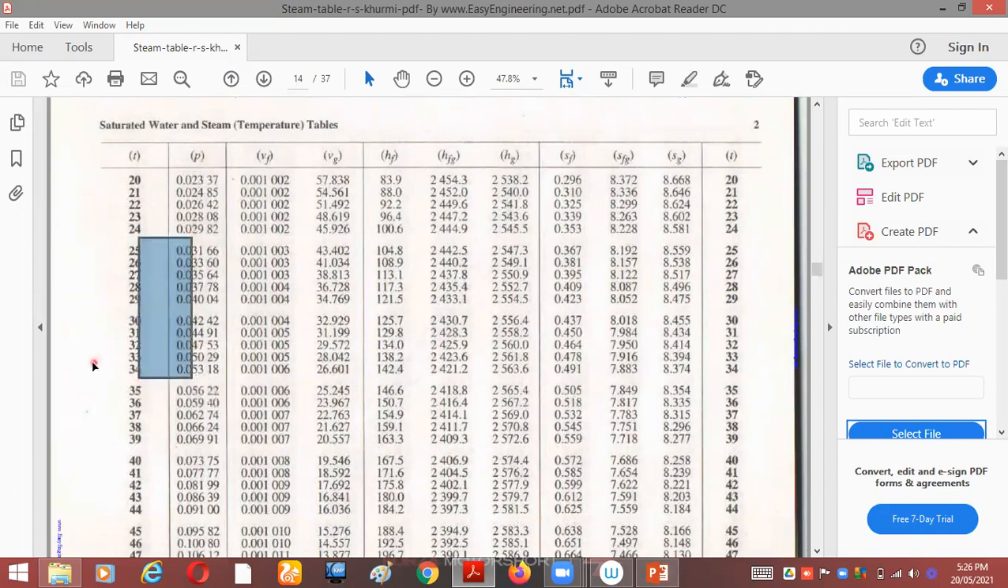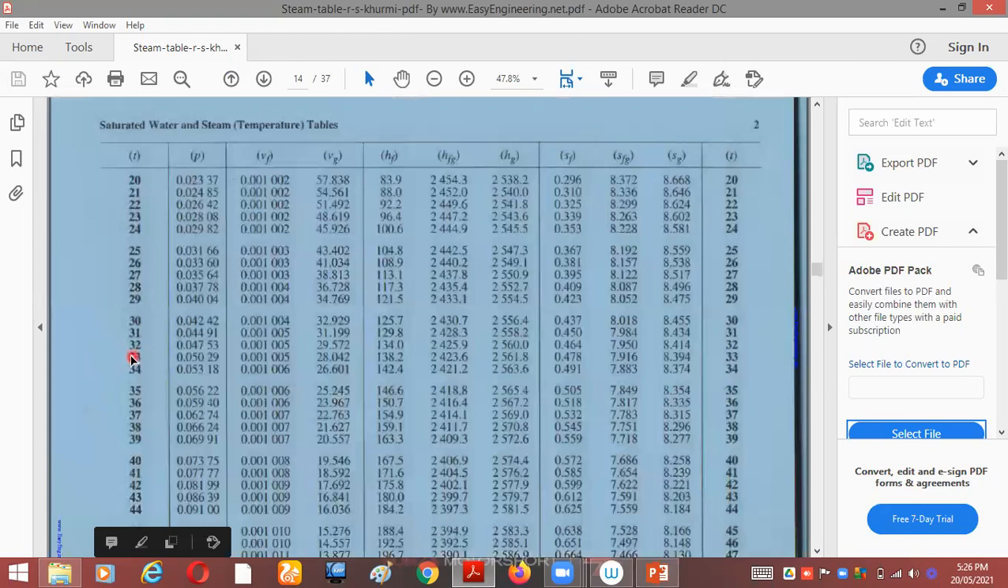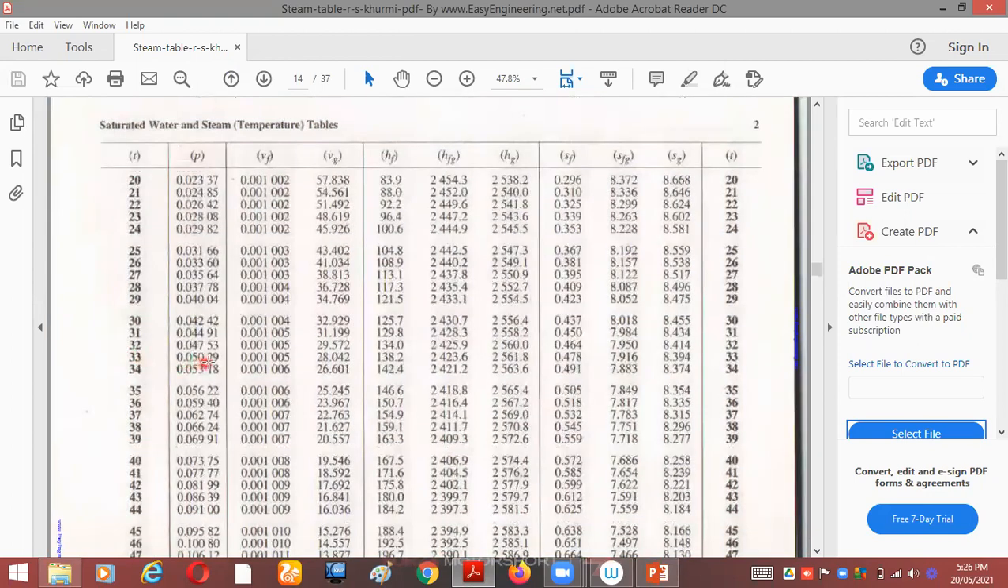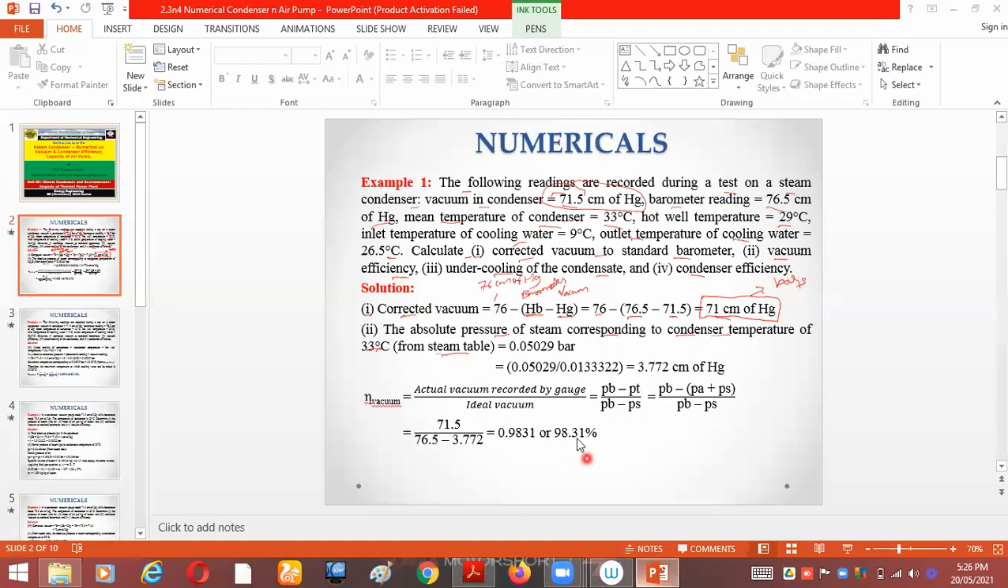For 33 it is 0.05029 bars. And for wet steam the specific volume is 28.042 meter cube per kg. This will be required when we have to find the mass of the air and so on, where we require this specific volume. Now we require this pressure, 0.05029. So let us come to the PPT again.